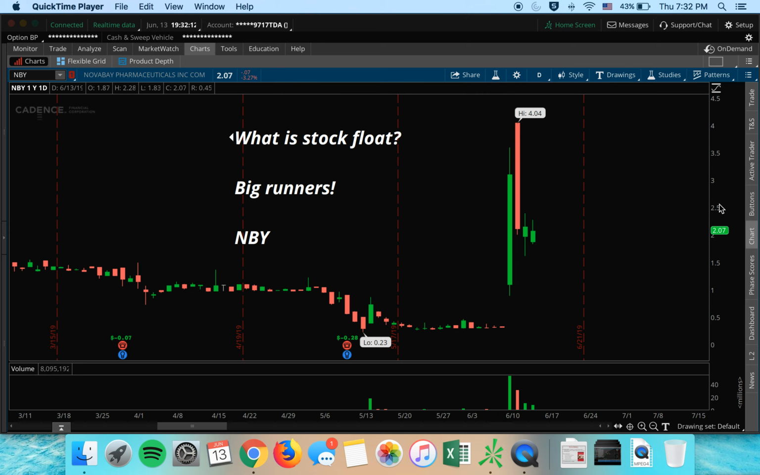Definitely the biggest runner of the week, and this stock in particular is an extremely low float stock, and that's part of the reason why it was able to make such a large move so quickly. So what is stock float? Stock float is the total shares owned by insiders subtracted from the total shares outstanding in the market.